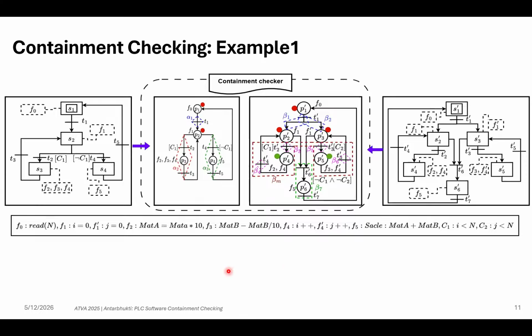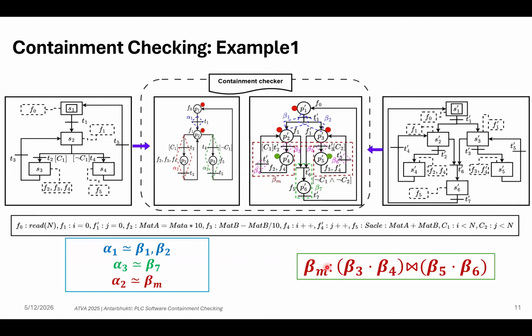And we find that alpha 1 is equivalent to both beta 1 and beta 2. Alpha 3 is equivalent to beta 7. And alpha 2 is equivalent to beta m, and beta m is of the form beta 3 concatenated with beta 4, and beta 5 concatenated with beta 6, which will be merged. So these boundaries as a merged path are equivalent to alpha 2.